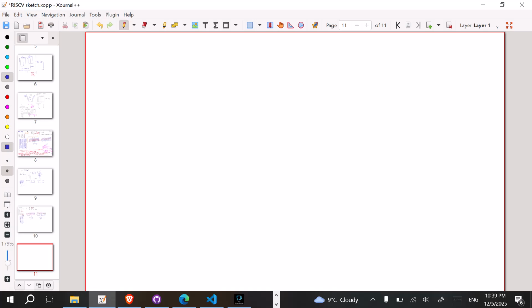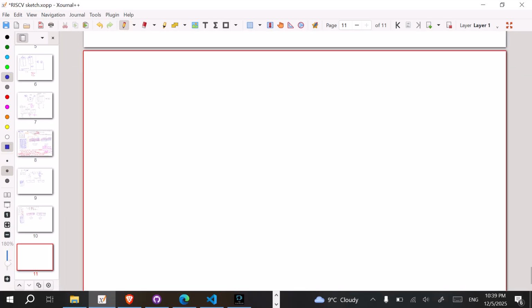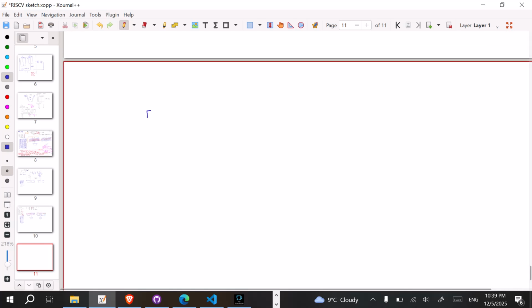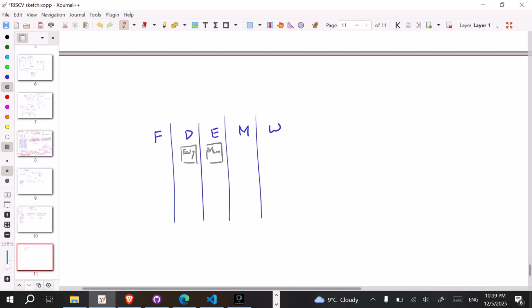I'm gonna spend maybe 5 minutes just talking about the background and the motivation. So back to the very basic pipeline, you have the following stages: fetch, decode, execution, memory, and write back. And here, you have the branch early, and also you have a branch main. Maybe I drew a little bit too small.